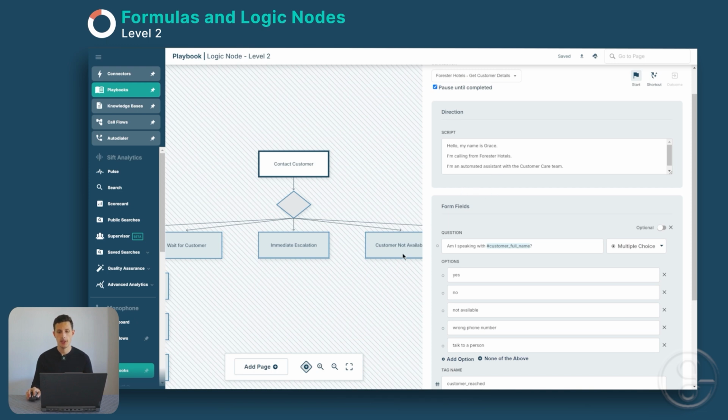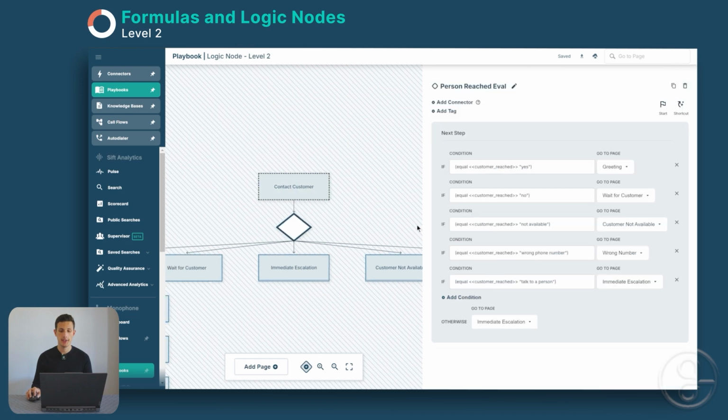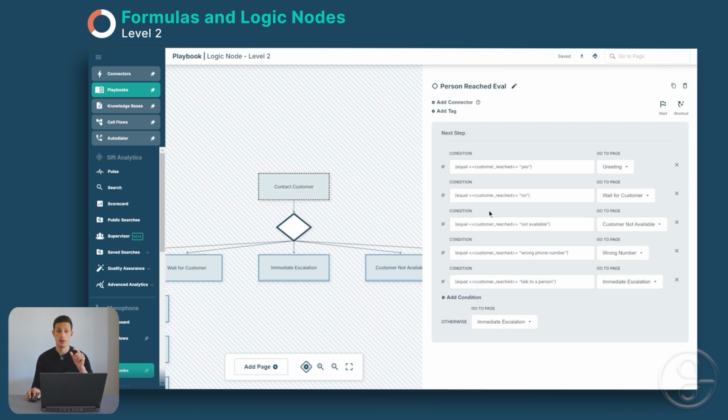So they're calling up, and basically: Hi, I'm a customer care agent with Forrester Hotels. Am I speaking with the right person? Just to qualify the callers. And we're saving this into a tag, and then we are checking this tag right here in the logic node. So depending on what the caller answered, because we put it in as multiple choice, so it's very specific, we can match it in the logic node.